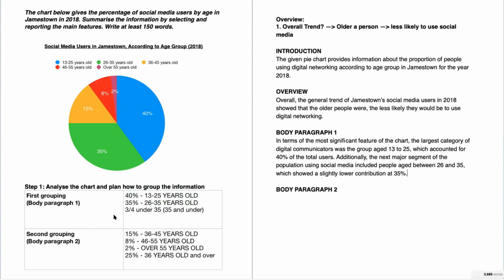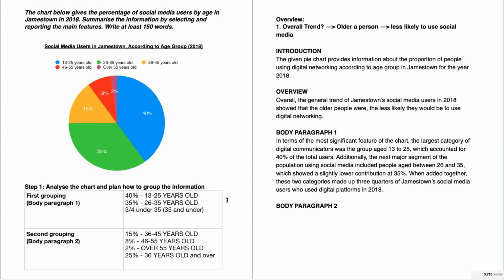I just want to add one more sentence talking about this significant 3/4 under 35. So I'm going to say, when added together, these two categories made up 3/4 of Jamestown's social media users who used digital platforms in 2018. And there we have it. That is everything I wanted to include in body paragraph 1.